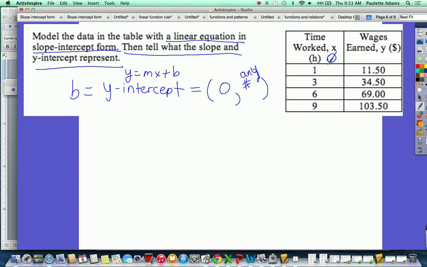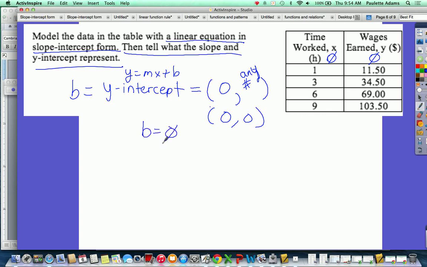Now let's look at this table. Time worked is your x, wages earned is your y. If you work 0 hours, how much money are you going to earn? $0. So our y-intercept in this case is (0, 0). So our b is 0.